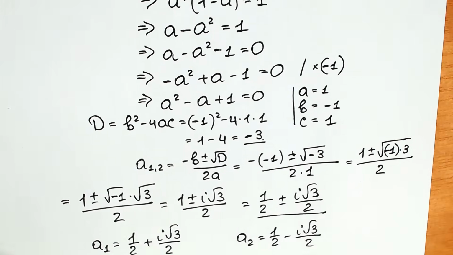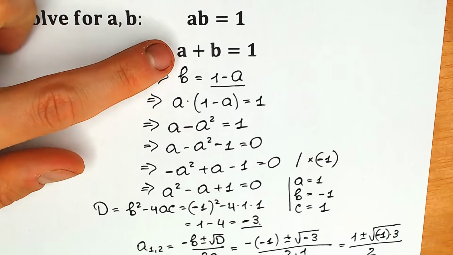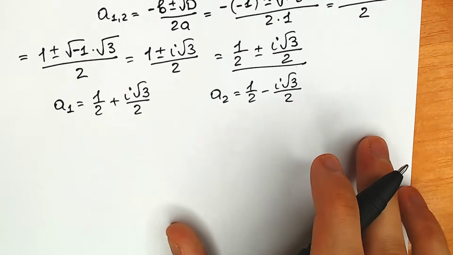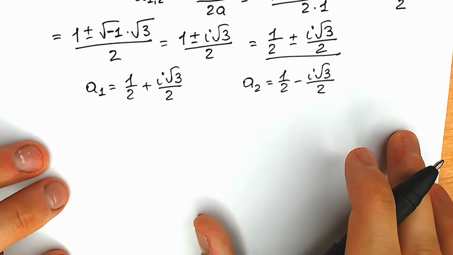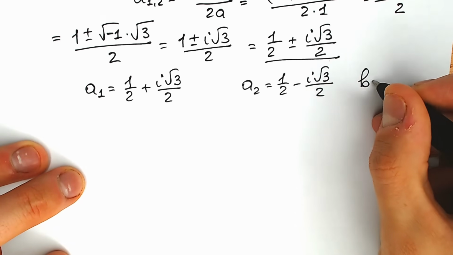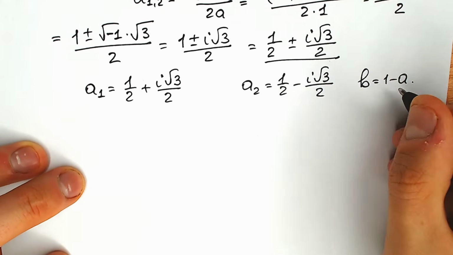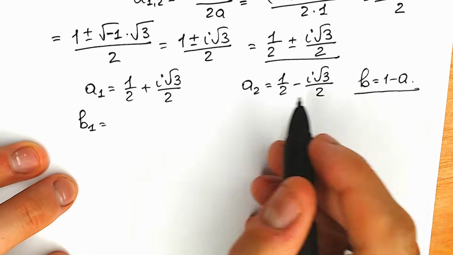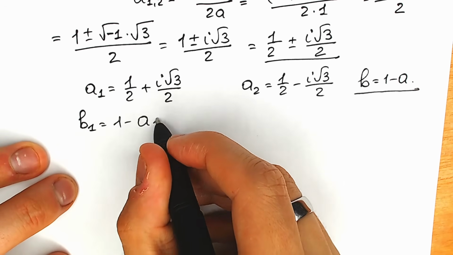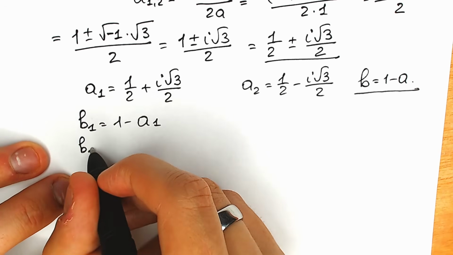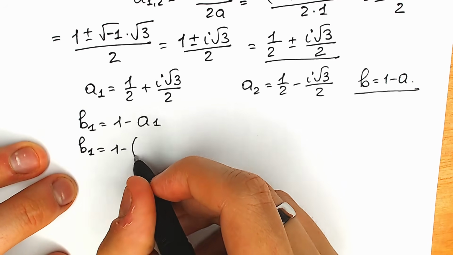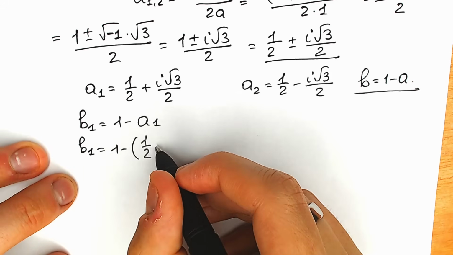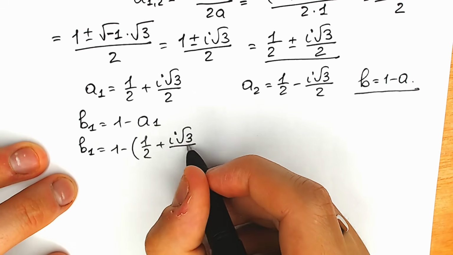We expressed our b equal to 1 minus a, okay? b equals 1 minus a. So right now let's find our b first and b second. So b first is equal to 1 minus a first. And as a result, we have b first equal to 1 minus a first, equal to 1 minus (1/2 plus i square root of 3 over 2).